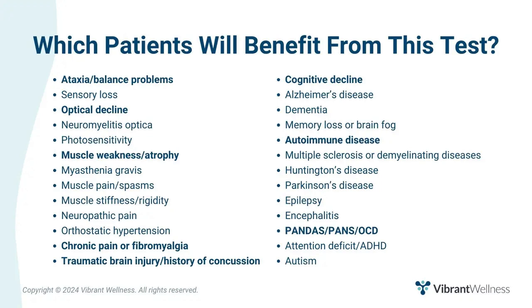So, which patients would benefit most from this test? Well, patients experiencing symptoms and conditions related to neurological inflammation or autoimmune disease, such as ataxia or balance problems, optical decline, muscle weakness or atrophy, chronic pain or fibromyalgia, traumatic brain injury or a history of concussion. Also, conditions like multiple sclerosis, Huntington's disease, and Parkinson's disease, as well as infection-related conditions like PANDAS and PANS.